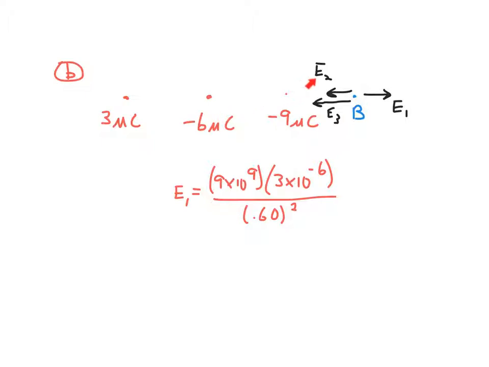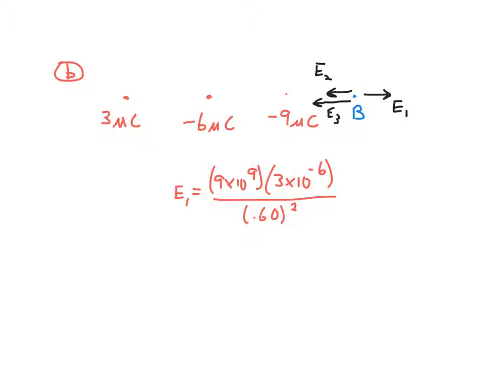E sub 2 would be the field vector due to the 6 microcoulomb charge. What you would do to figure out E sub 2, it's going to be a little bit stronger than E sub 1, because first of all, the charge is twice as big. So instead of a 3 here, you'll have a 6. And you wouldn't put the negative 6 here. The negative is already taken care of with the directional arrows, but you'd put a 6 here where the 3 is, but the distance would be 0.40. So that's going to help make E sub 2 stronger than E sub 1 as well. That'll give you E sub 2.